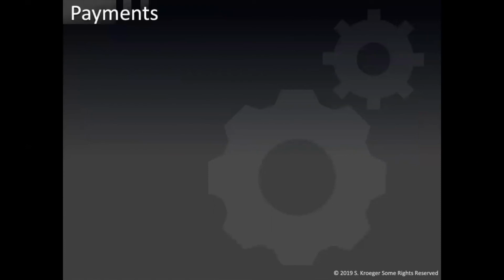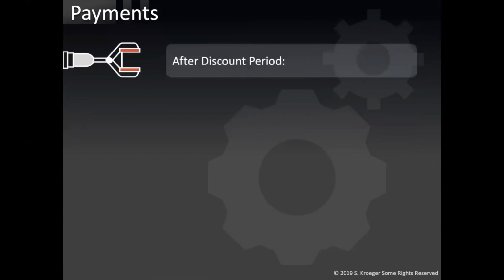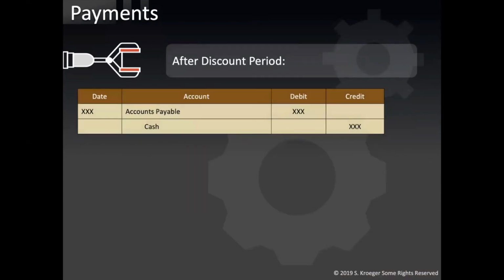Our last concept of this topic is on payments. If the payment is made after the discount period, then the journal entry is pretty simple. The debit will be accounts payable so that the debt is gone, and the credit is cash since you are spending cash. The amount is the full amount you owe the company with no discount.